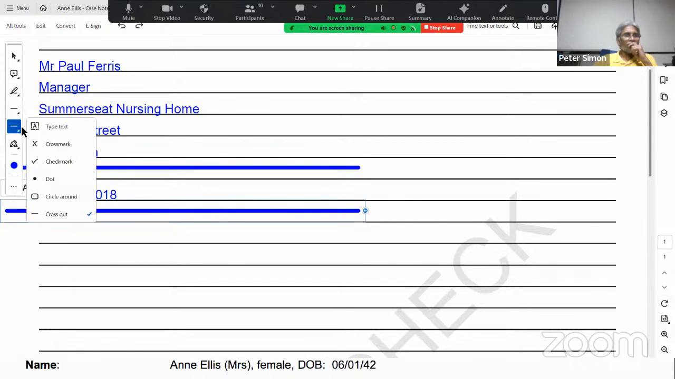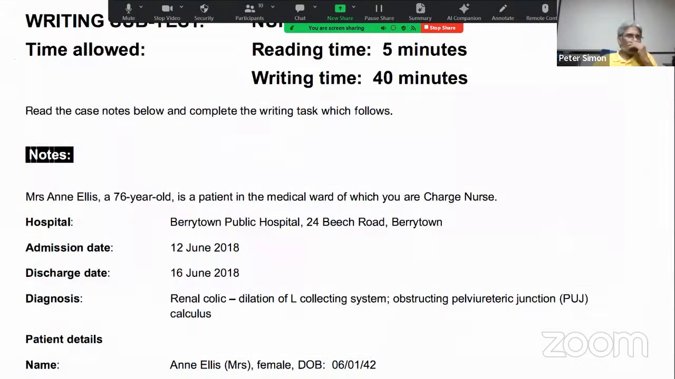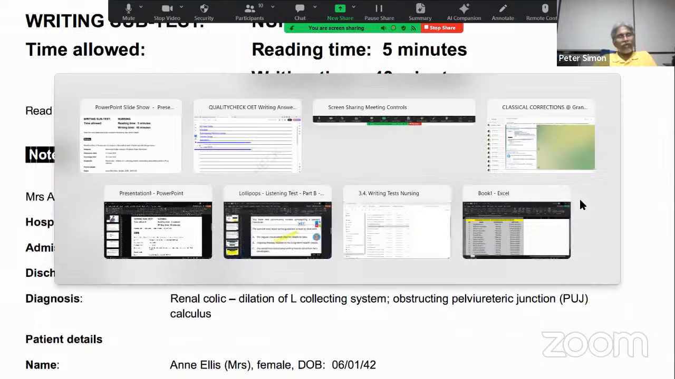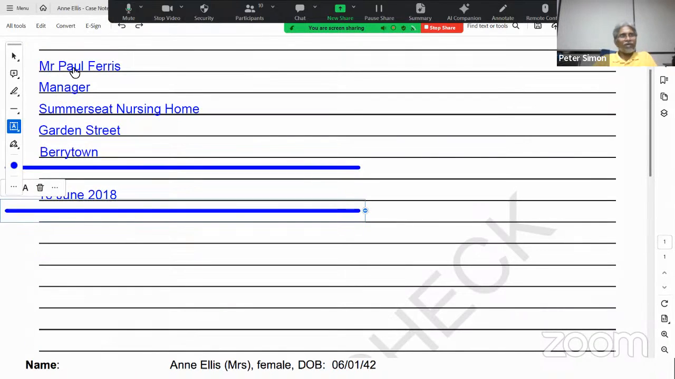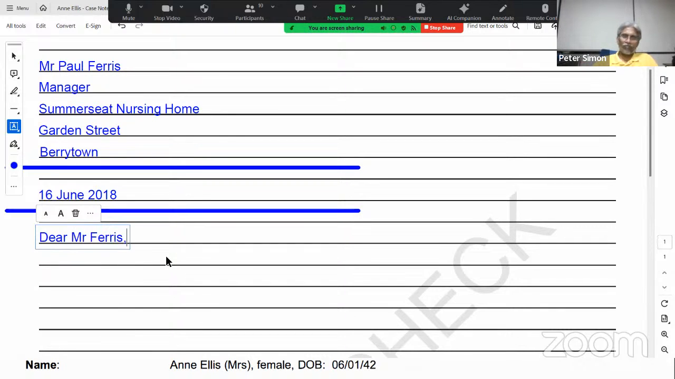And next, what you are supposed to do? So you are writing the salutation. Where is salutation? Salutation you take from here, Mr. Paul Ferris. The same thing you can take here. Dear Mr. Ferris, comma. Yeah, dear Mr. Ferris, comma.